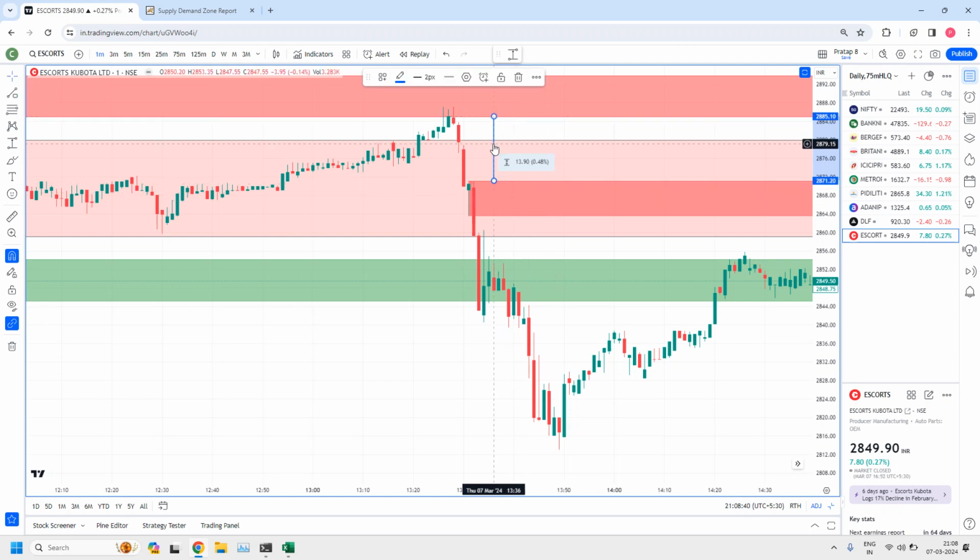See here, you would have got 13.90. That means close to 14 rupees profit you would have got. And if you would have exited as per our 15 minutes target, how much profit did you get for each share? Let us draw the info line. You got 31 rupees profit. Here you got only 14 rupees profit, and here you got 31 rupees profit. More than half of the profit you lost.